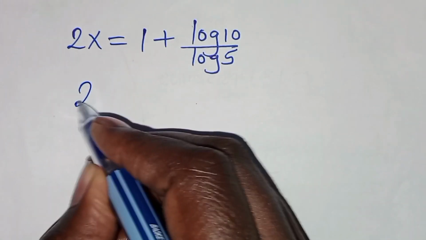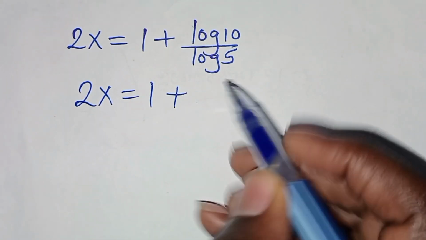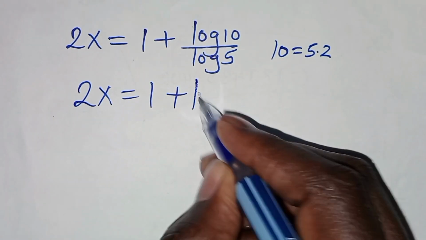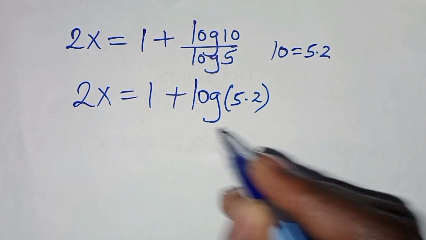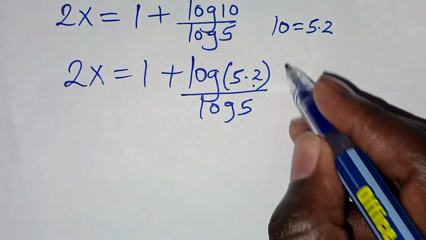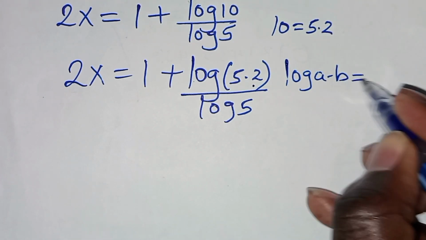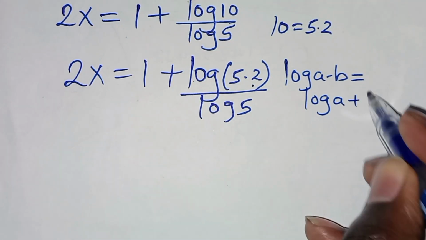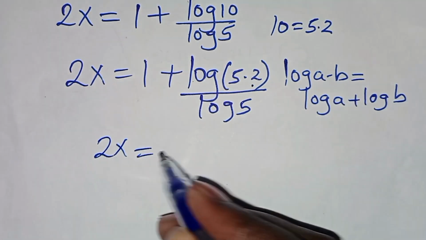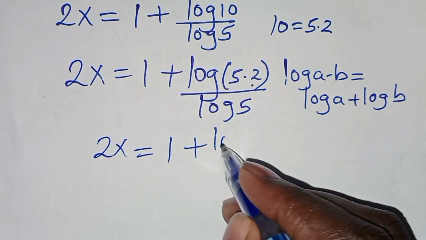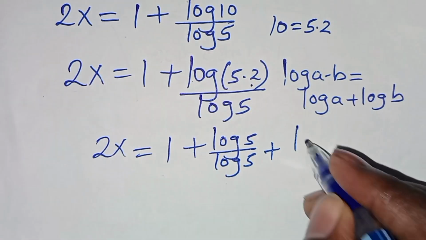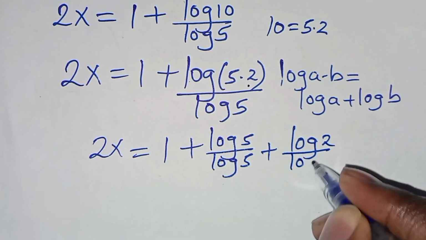The next step here, we have 2x is equal to 1 plus, and we can express 10 as 5 multiplied by 2. So you will have log of 5 multiplied by 2, divided by log 5. Now, log of 5 times 2 is in the form of log a times b, which we can express as log a plus log b. Let's apply this property so that here we'll have 2x equal to 1 plus log 5 divided by log 5 plus log 2 divided by log 5.